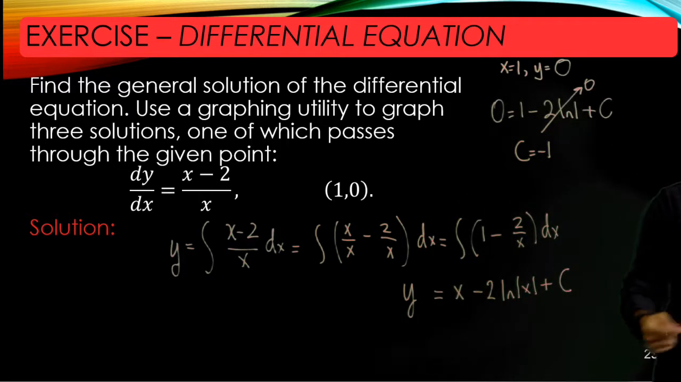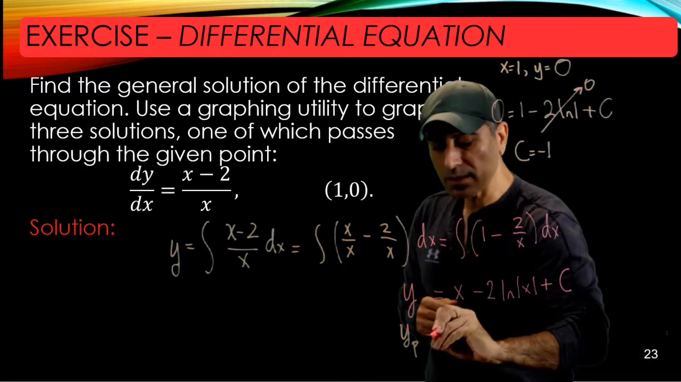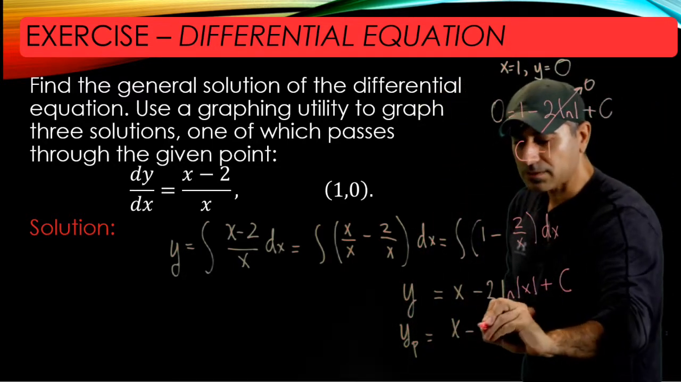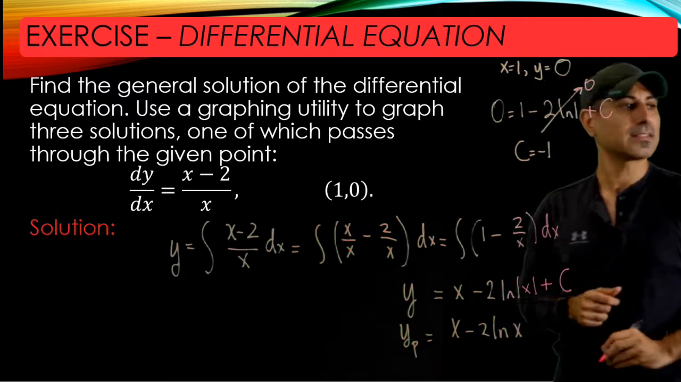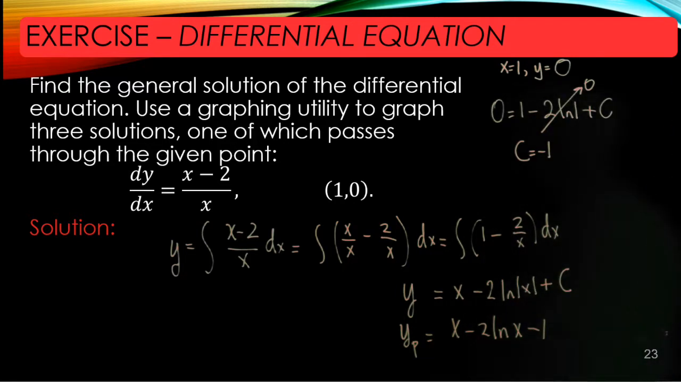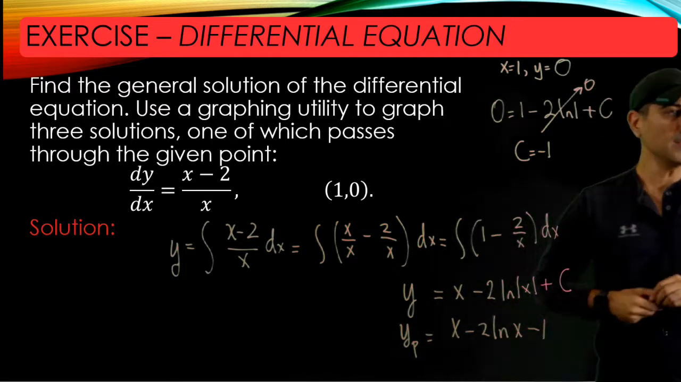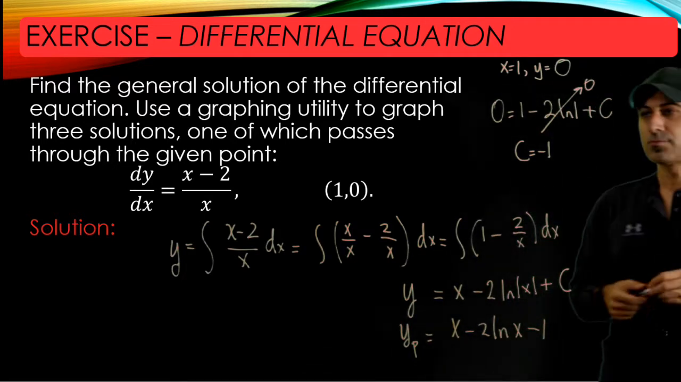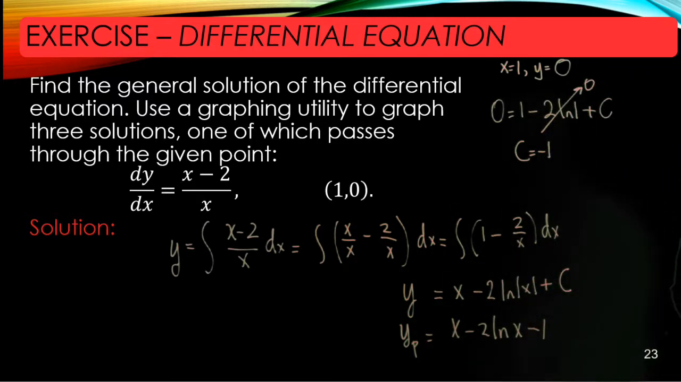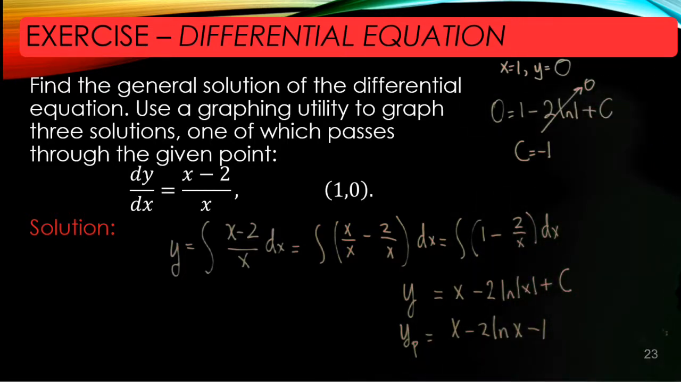And out of infinitely many solutions here, the particular solution, let me call this y particular, the one that passes through (1, 0), is exactly equal to x minus 2 ln x minus 1. So the general solution of this differential equation is the one that contains c, and the one that passes through (1, 0) out of infinitely many solutions in the form of the general solution is the one that comes with the arbitrary constant exactly equal to -1.